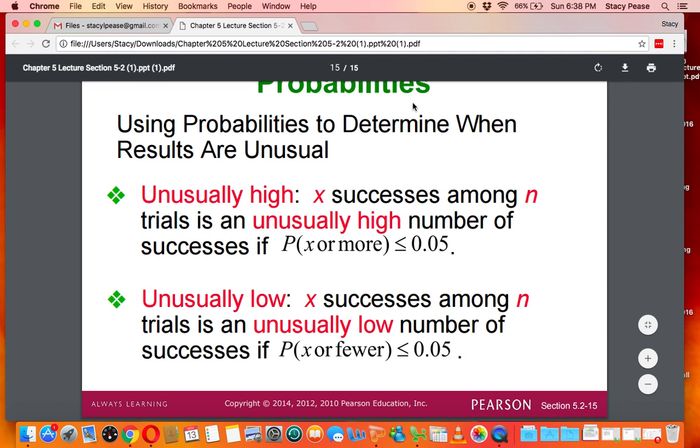Okay, that ends section 5.2. Up next, section 5.3.